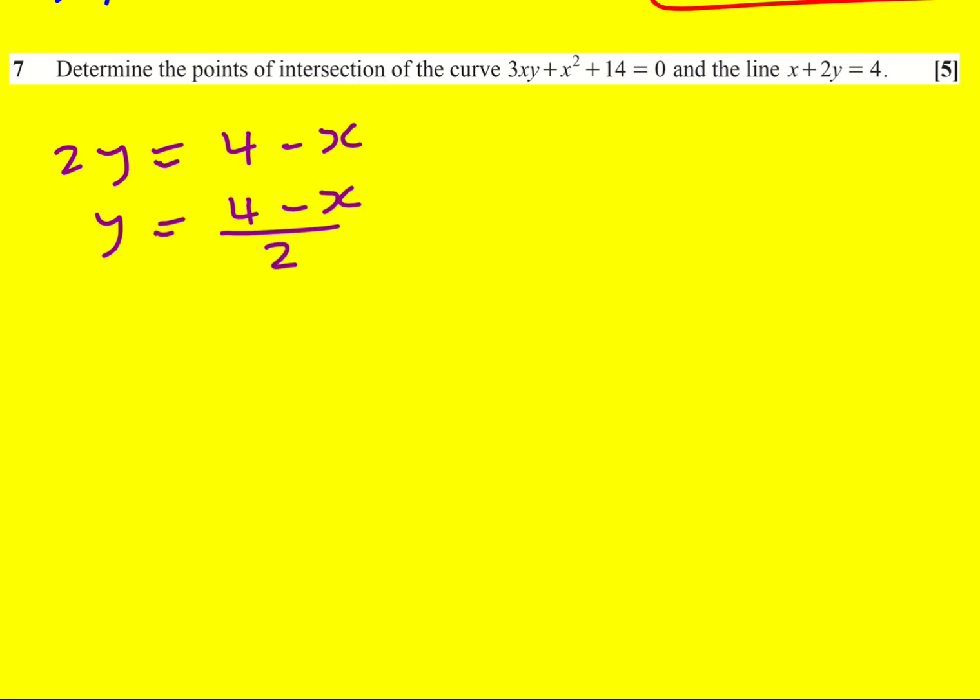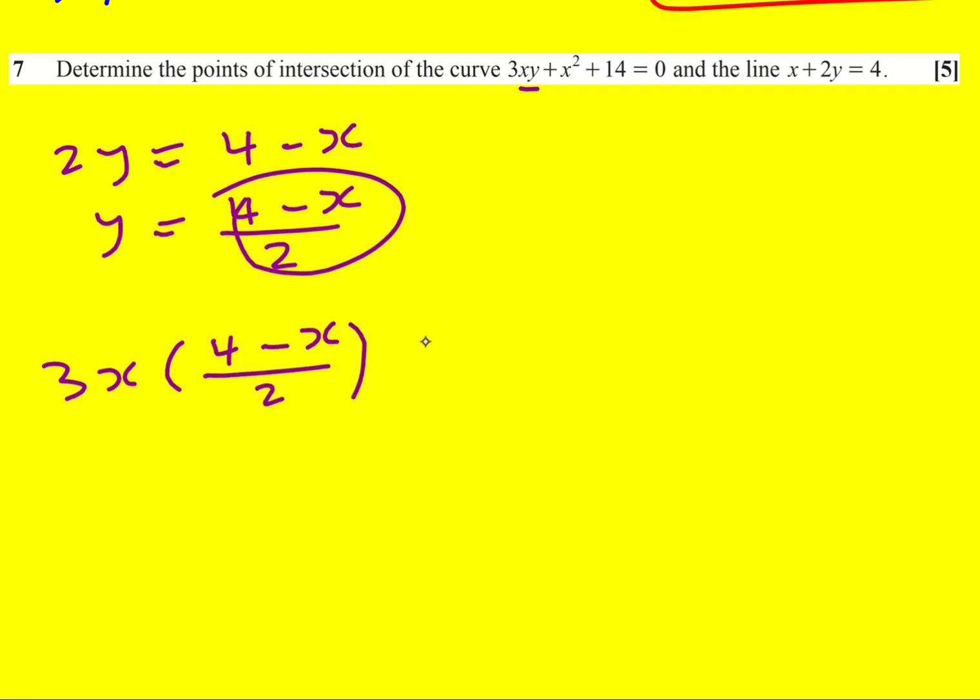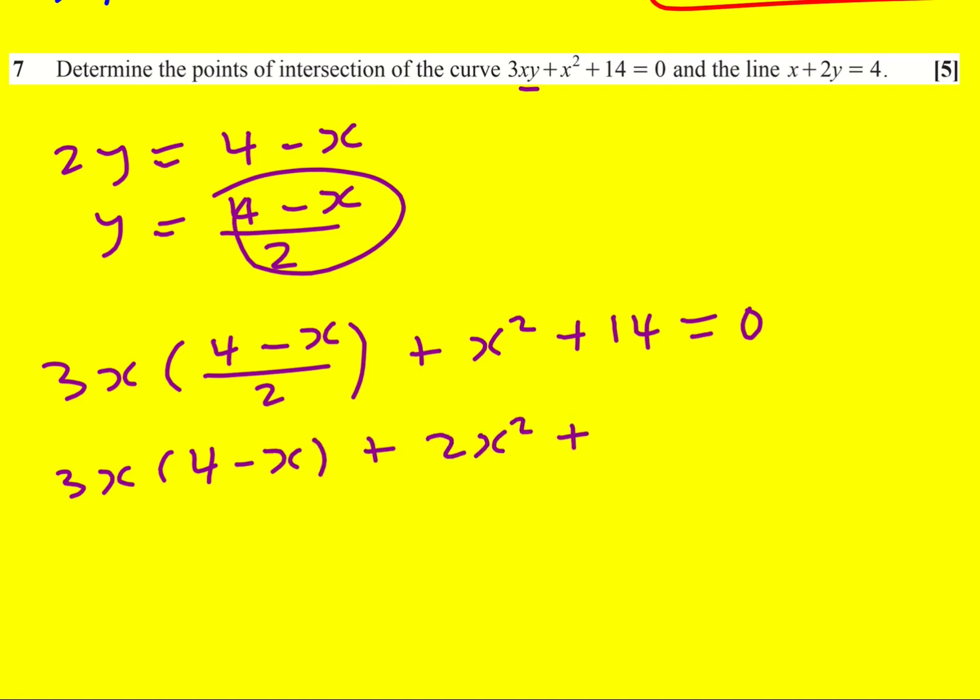So now we replace this y here by this here to give 3x times 4 minus x over 2 plus x squared plus 14 equals 0. I'm going to multiply everything through by 2. That just seems a good idea. So it cancels from here. I've got 2x squared plus 28 equals 0, which gives 12x. Not really sure which method's better, but this one works just as well.